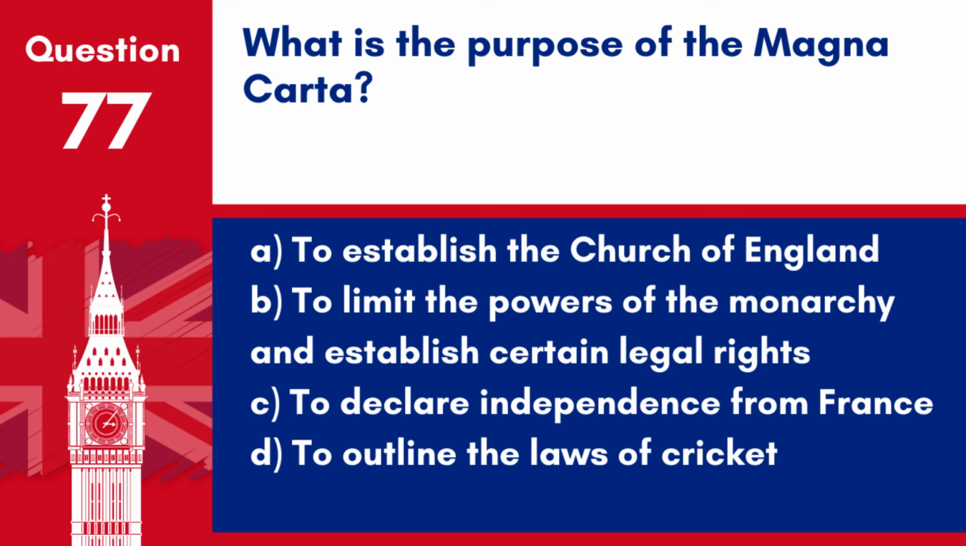Question 77. What is the purpose of the Magna Carta? A. To establish the Church of England. B. To limit the powers of the monarchy and establish certain legal rights. C. To declare independence from France. D. To outline the laws of cricket. Answer B. To limit the powers of the monarchy and establish certain legal rights. The Magna Carta, signed in 1215, is a cornerstone of modern democracy and the rule of law.